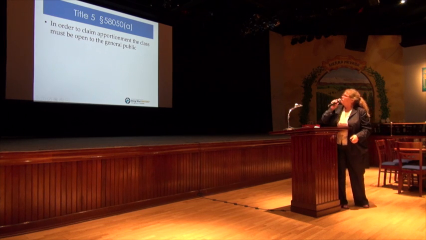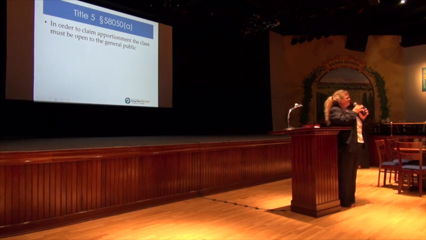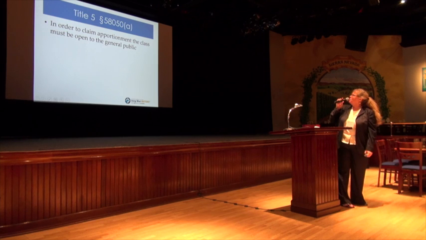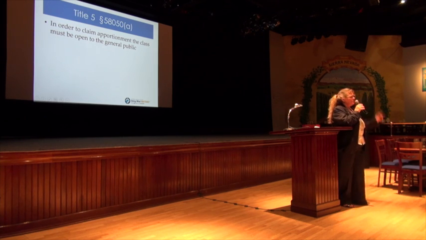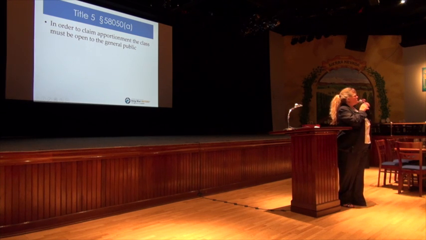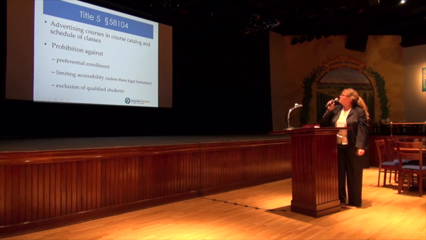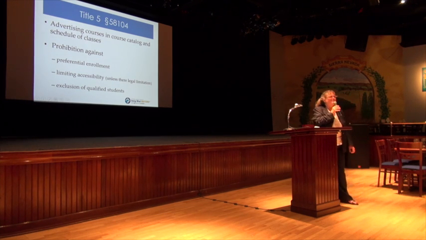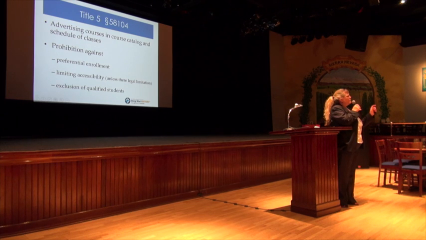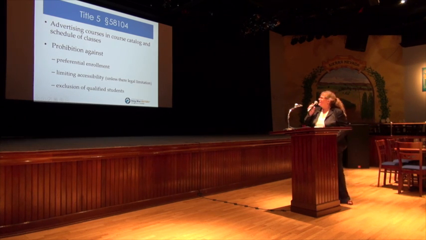Okay, so again, in order to get apportionment at the community college, Title V says the course has to be open to the public. The previous slide was the Ed Code section, but it's also in Title V. And we have to advertise in the course catalog and the schedule of courses. There's actually a 30-day requirement if you dig into the regs a little bit. So you can't just pop it up suddenly and advertise for a day. It doesn't work. And again, you cannot give preferential enrollment.